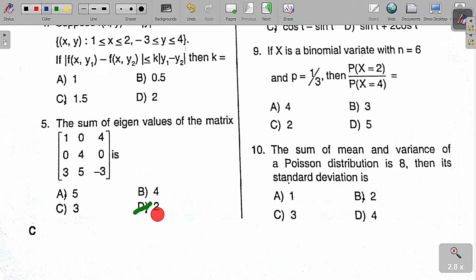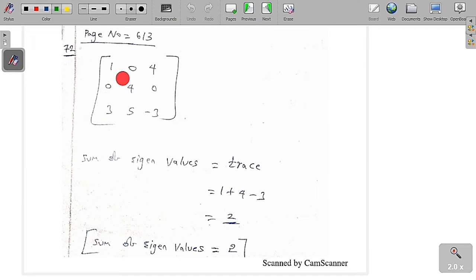So let's solve this numerical. This is the matrix they have given, 1 0 4, 0 4 0 and 3 5 minus 3. Then we need to figure out the sum of the eigenvalues. See, the sum of eigenvalues is nothing but the trace. I have already told you the sum of eigenvalues is nothing but trace. The sum of eigenvalues is equal to the trace of the matrix, which means you just have to add all the diagonal elements.